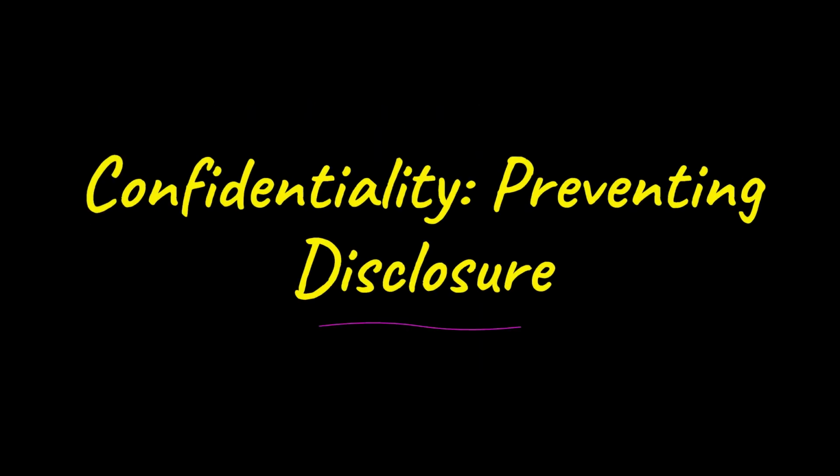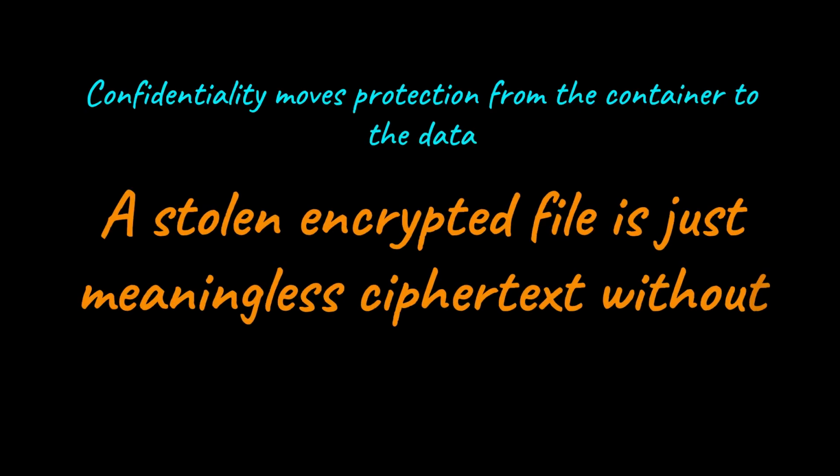Confidentiality is the oldest goal in cryptography, and it means ensuring information can be read only by authorized parties. The word itself comes from the Greek root for hidden, the same root behind the word cryptography. Encryption is the tool that delivers confidentiality. It transforms information into ciphertext that reveals nothing without the key.